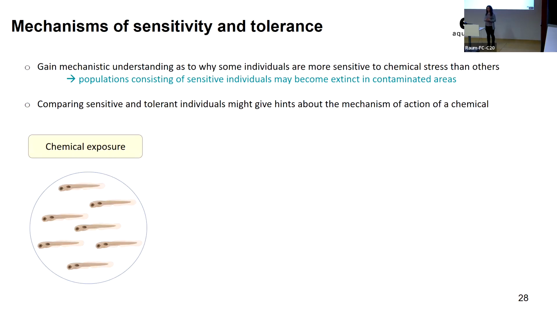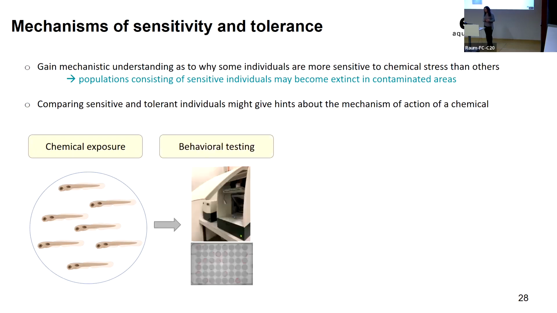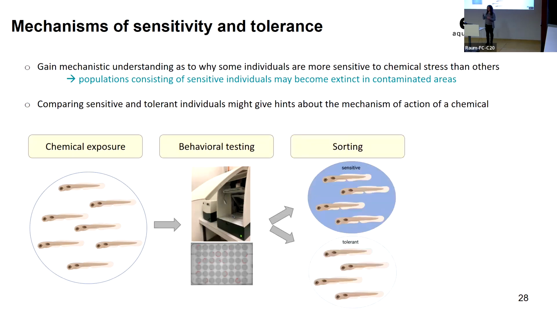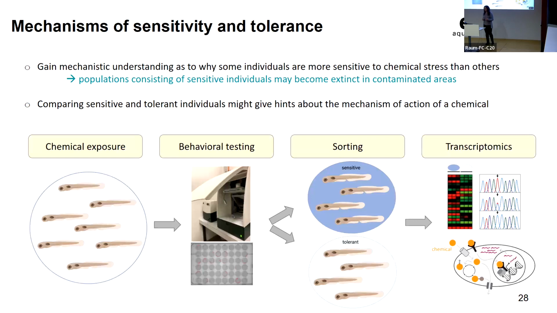So we exposed the larvae to a chemical and then measured their behavioral output. And based on this, we sorted them into sensitive and tolerant individuals. And then we did a transcriptome analysis in order to identify genes that are differentially regulated in these two groups.